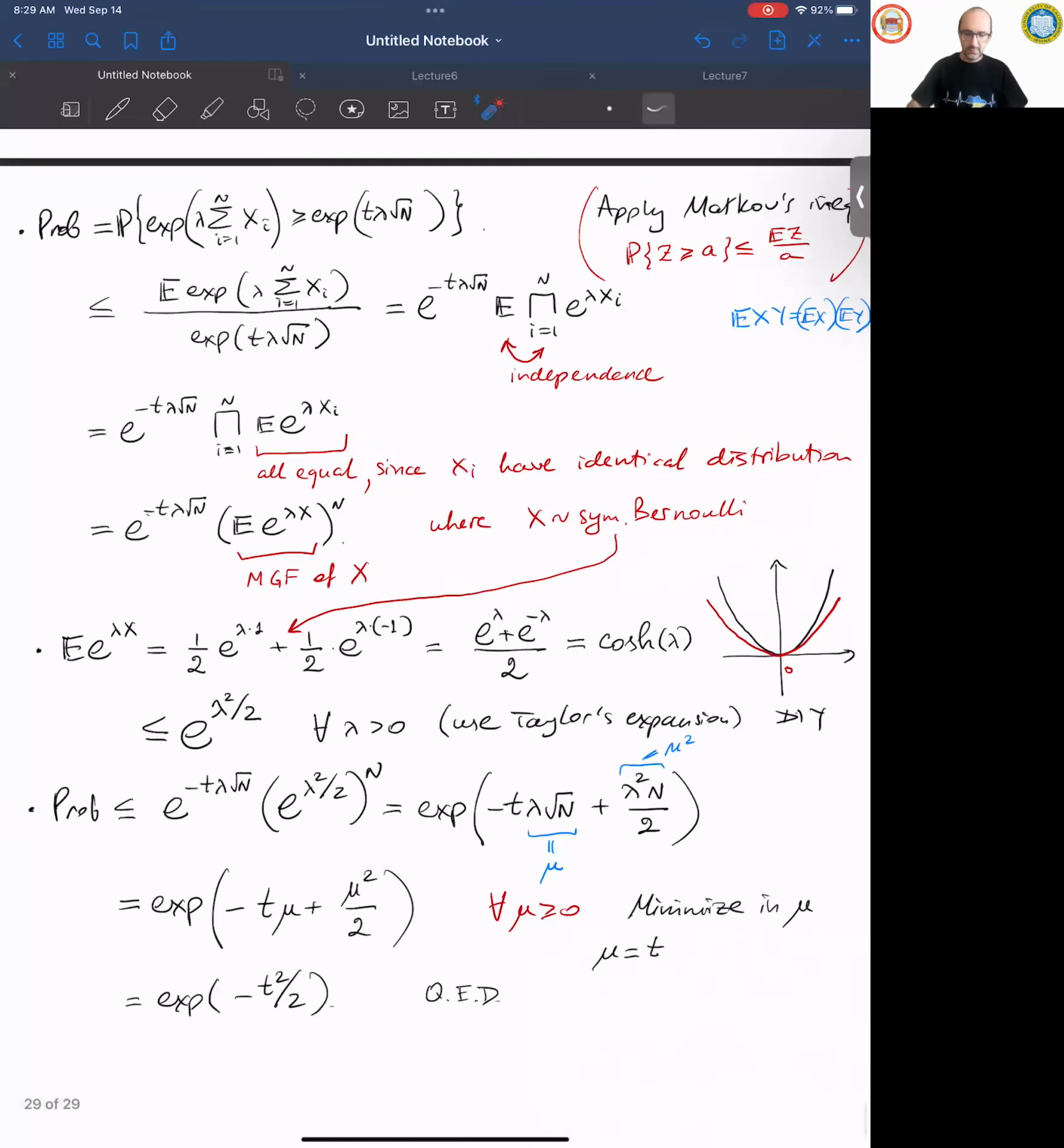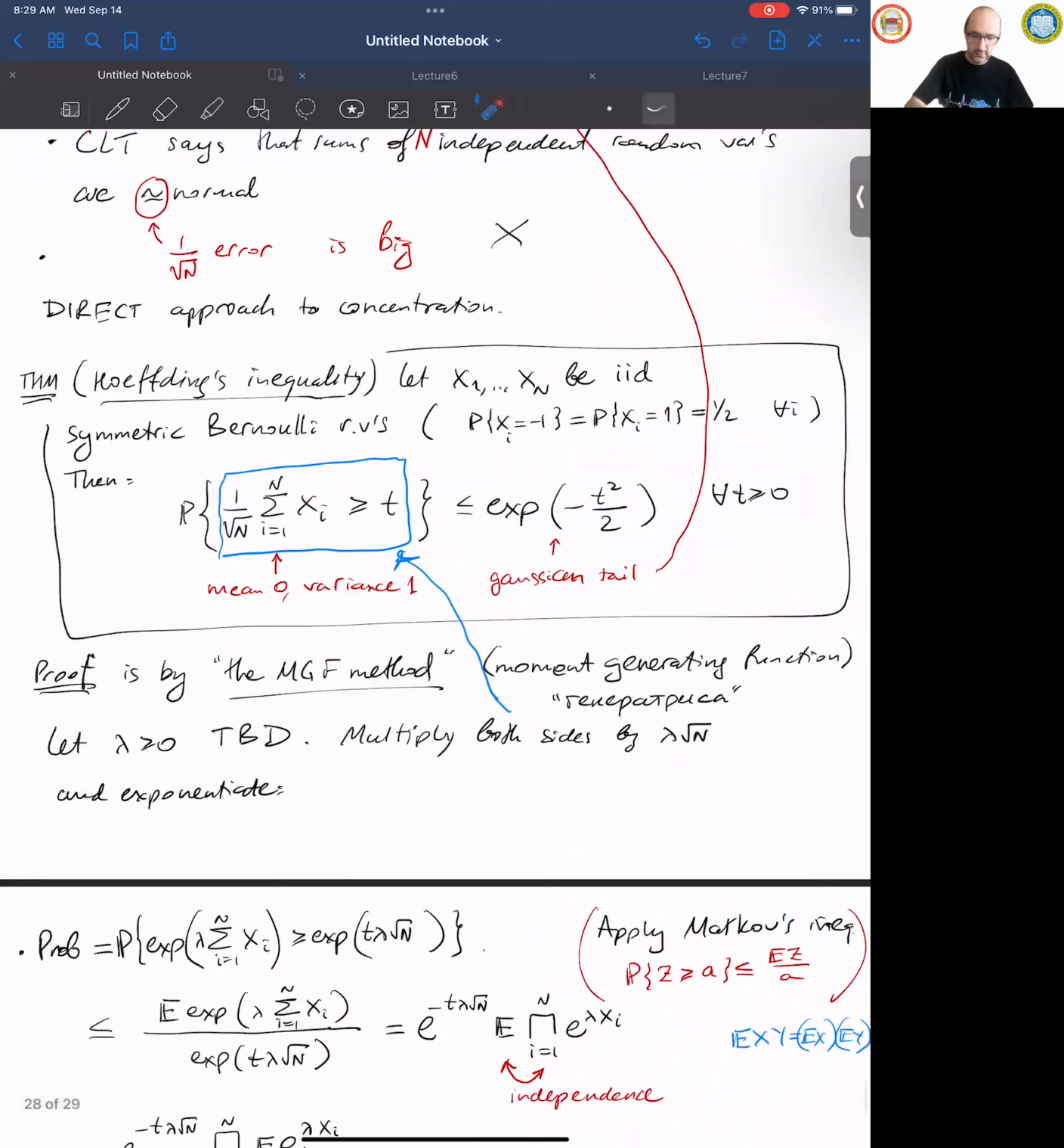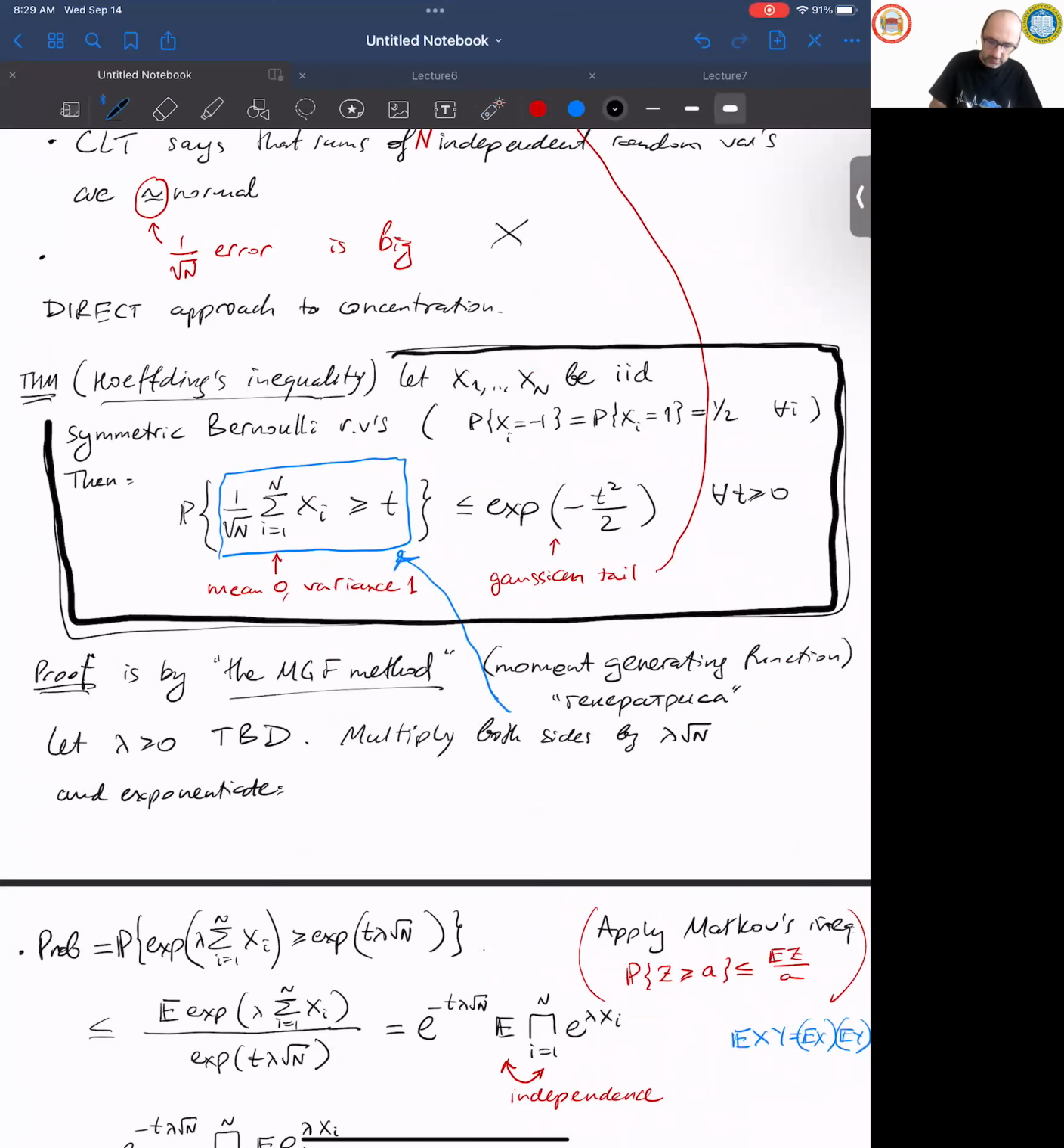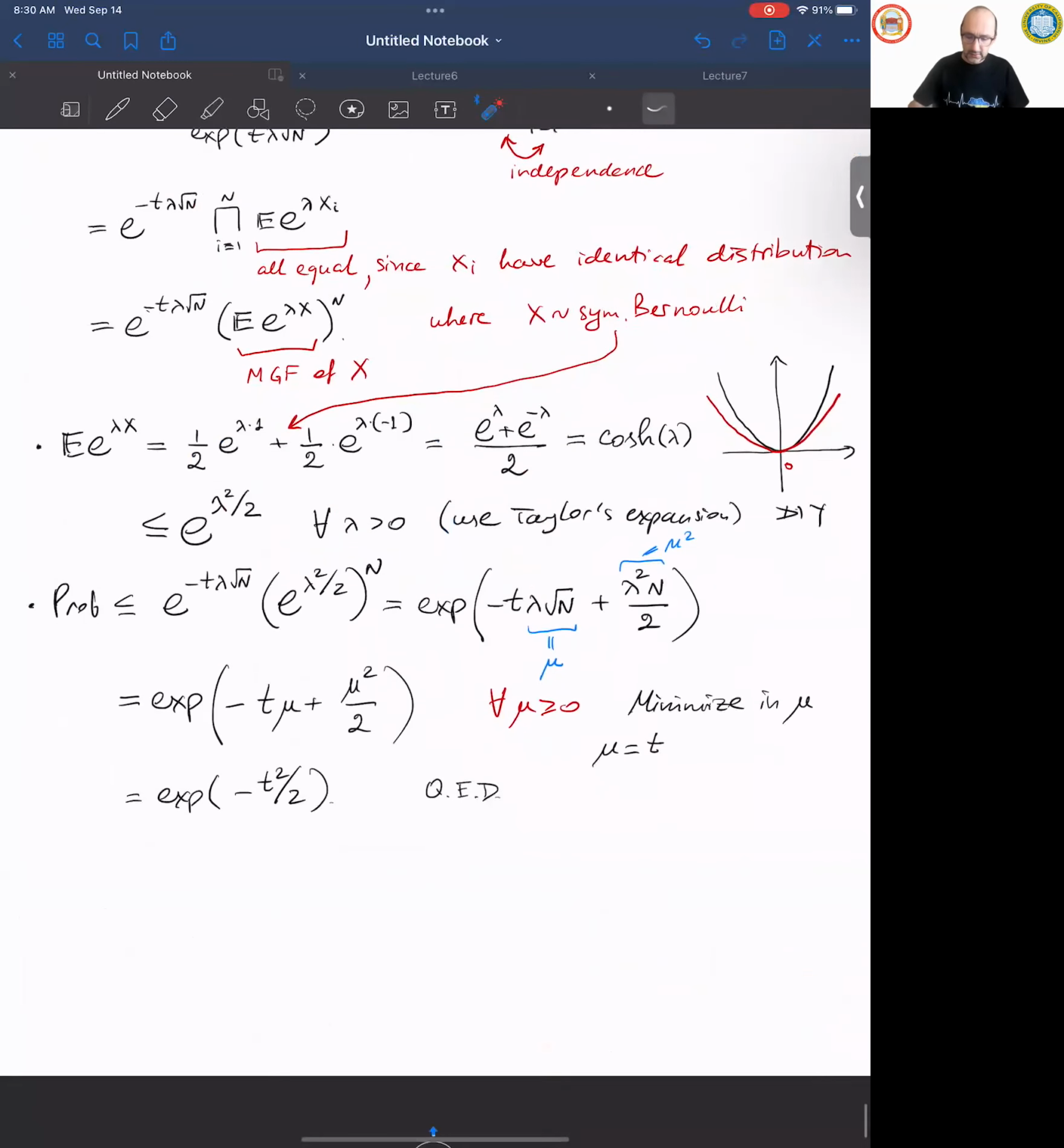Good. All right, here's our beautiful result that is called Hoeffding's inequality. That's what we just proved. The result says that if we look at sums of symmetric Bernoullis, they behave like Gaussians. And as far as the tails are concerned, you can think that they're basically Gaussian, because the tail bounds are the same.